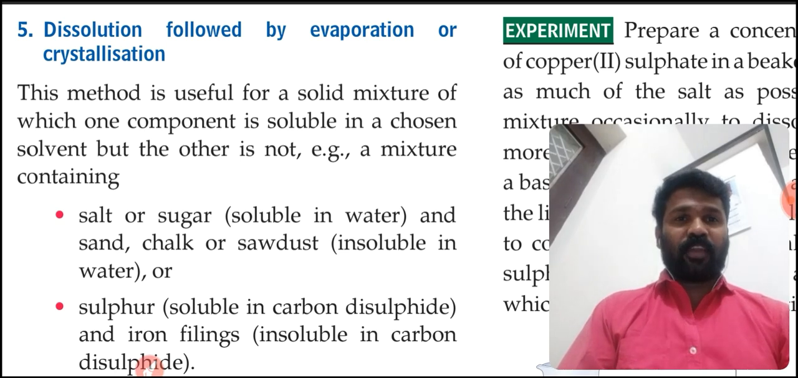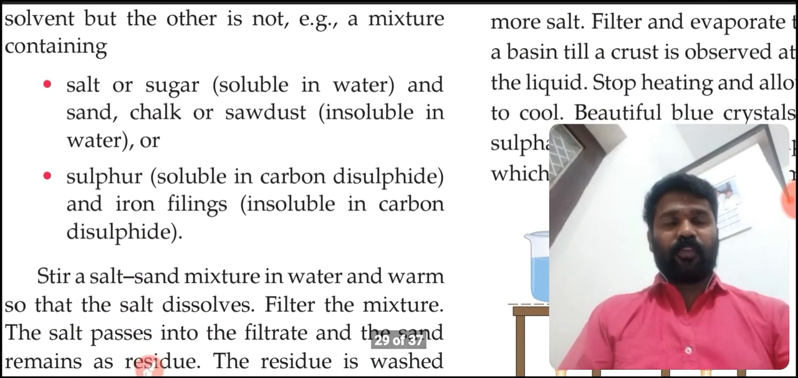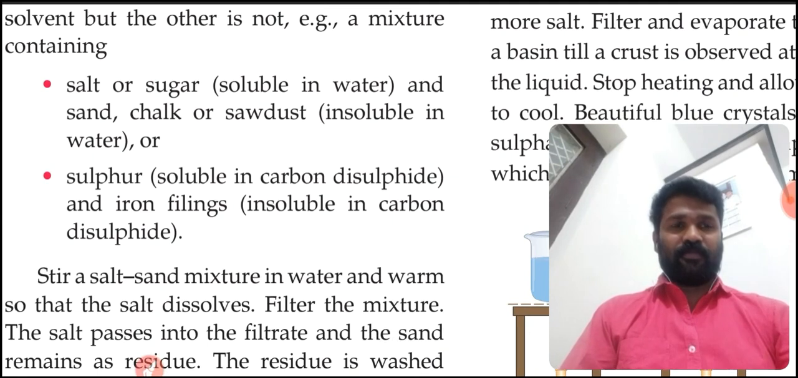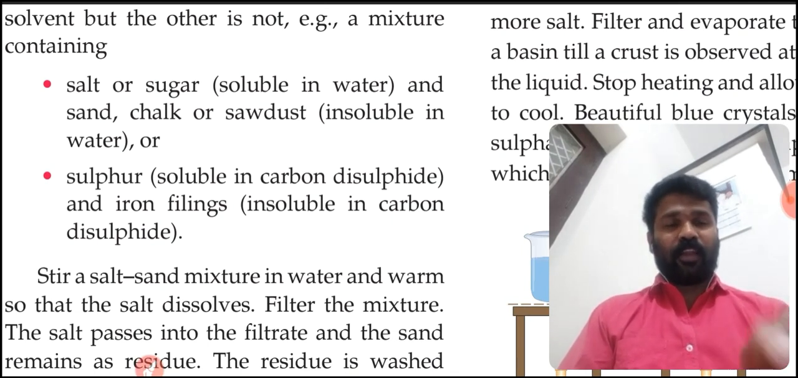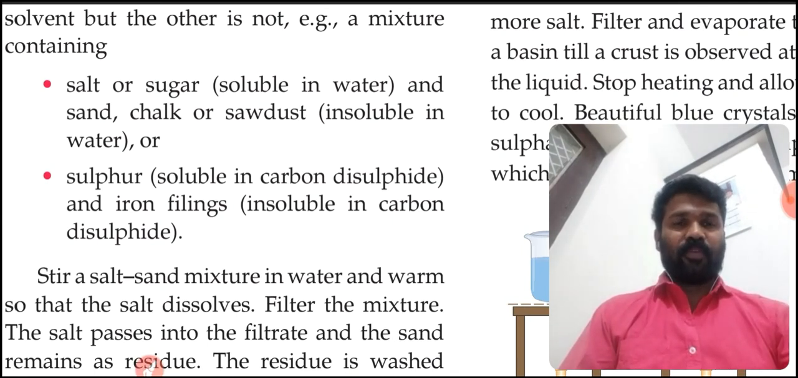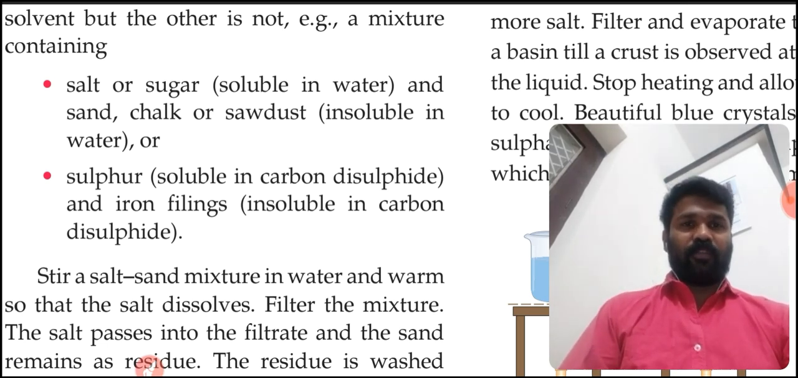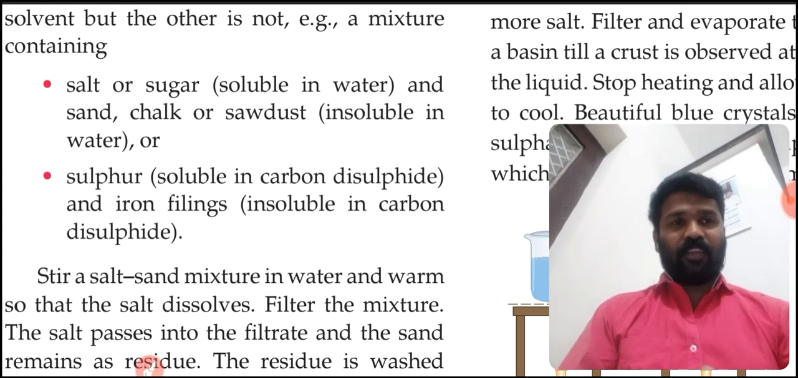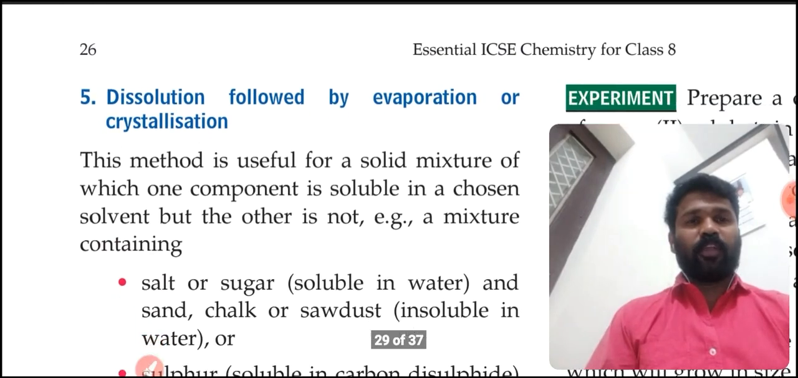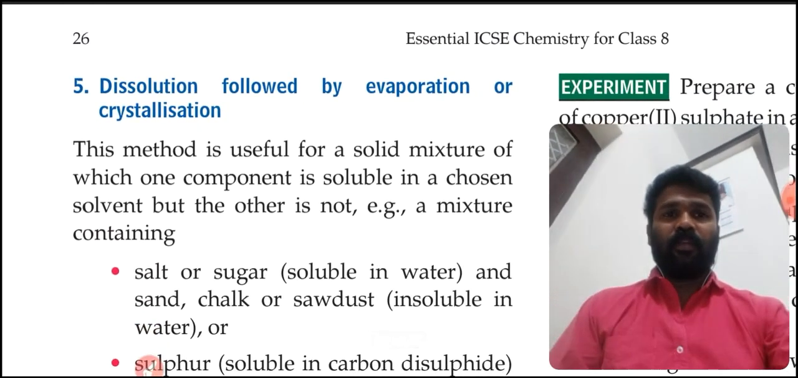Example, a mixture containing salt or sugar and sand. Salt or sugar, one of them. It can be salt, then we can consider salt and sand. Or chalk and sawdust, or sulfur and iron filings. To separate mixtures like this, we use this method, dissolution followed by evaporation or crystallization.